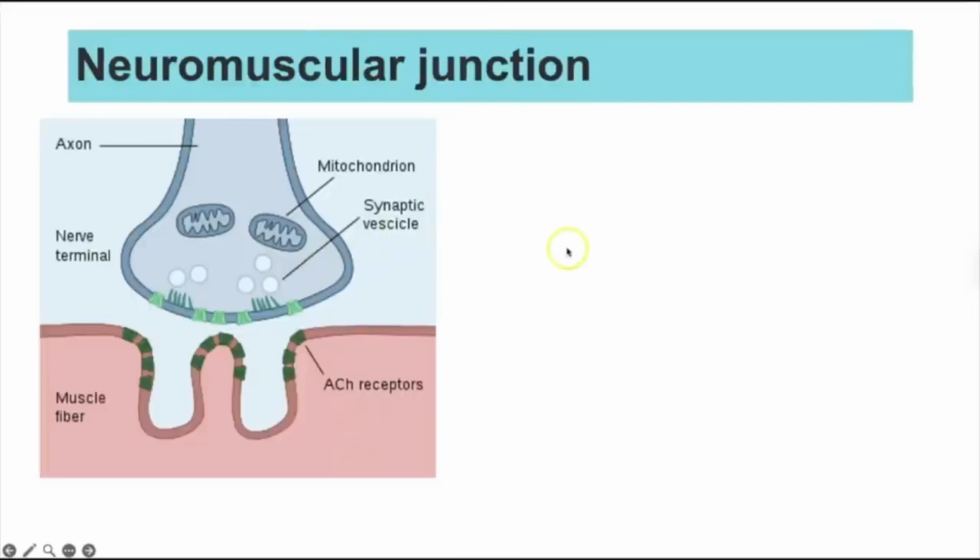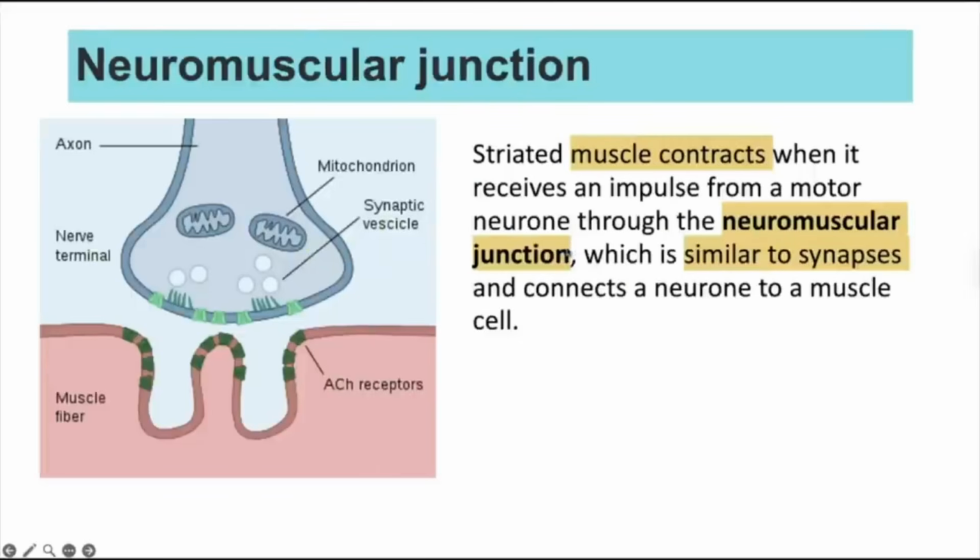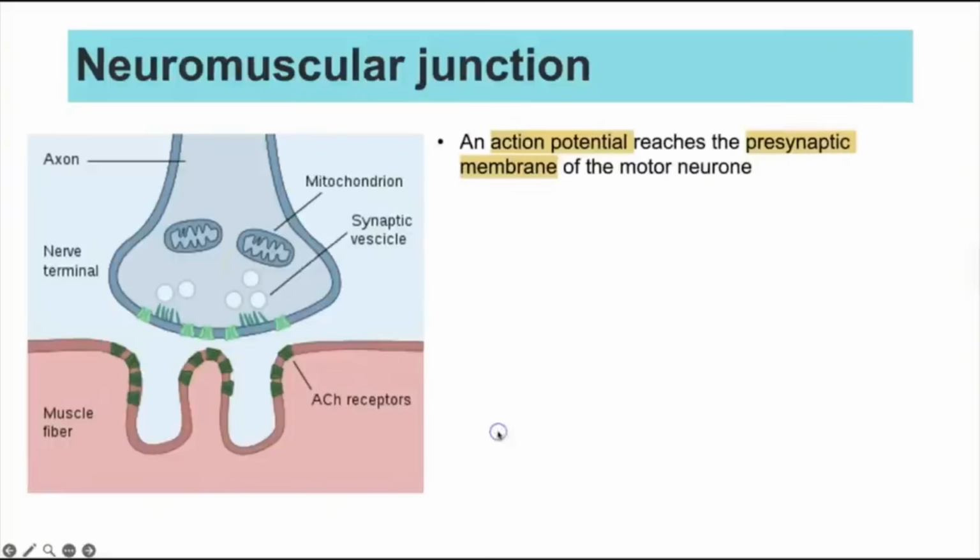A neuromuscular junction is very similar to a synapse, except instead of it being the gap between two neurons, it's actually the end of your nervous pathway, where you have a gap between your motor neuron and your effector, which is a muscle. Striated muscle will contract when it receives an impulse from that motor neuron through that neuromuscular junction, and it works in a very similar way to synapses.